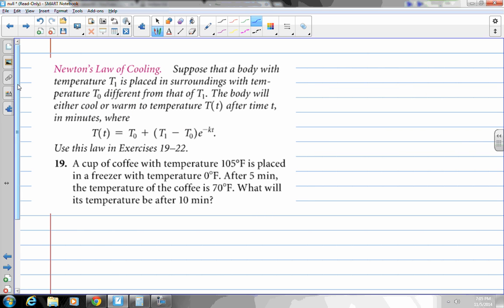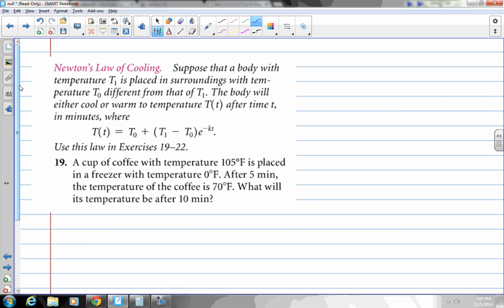Okay, let's do a cooling problem. Again, here's a model that is presented to you. If I decide to do something like this on the test, I'll give you that. You don't need to have those memorized. And here's the description of what's going on. So, Newton's law of cooling.